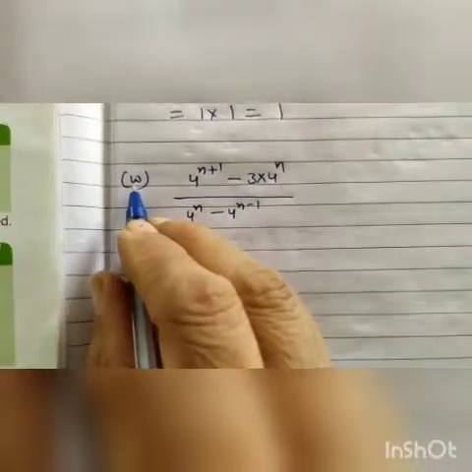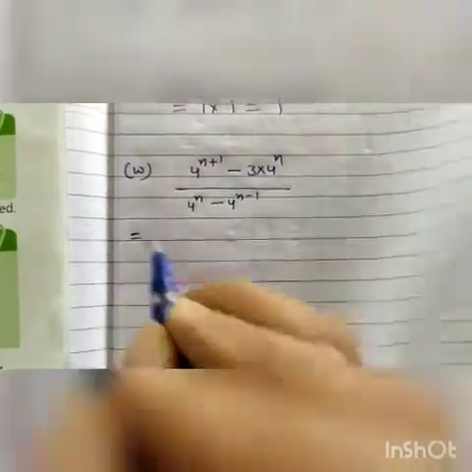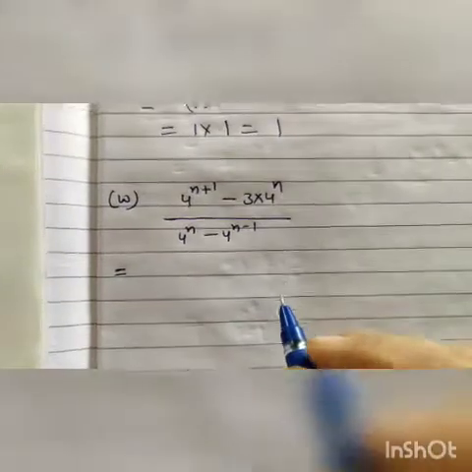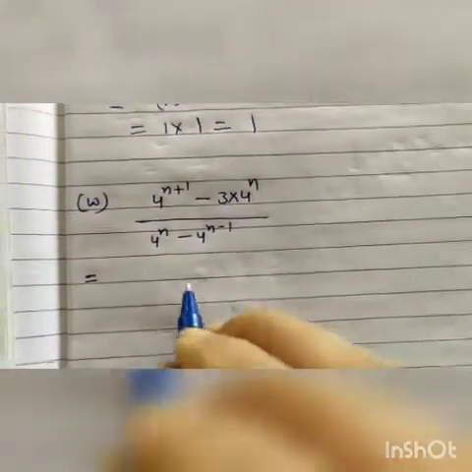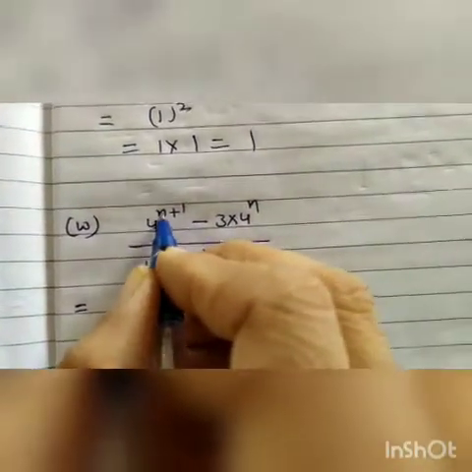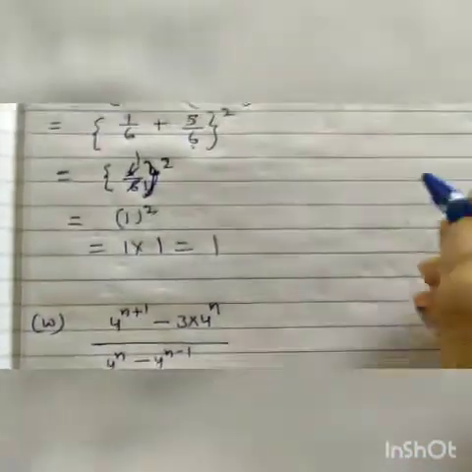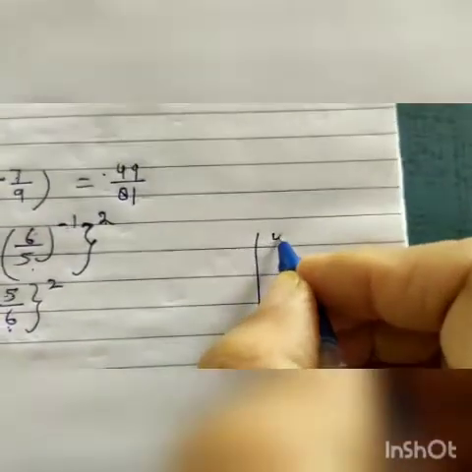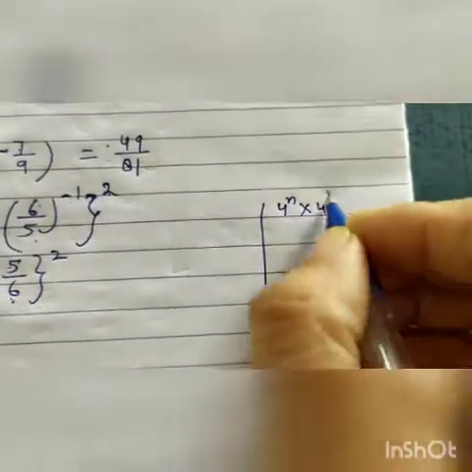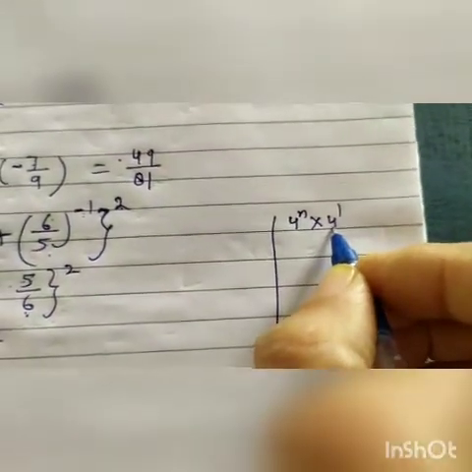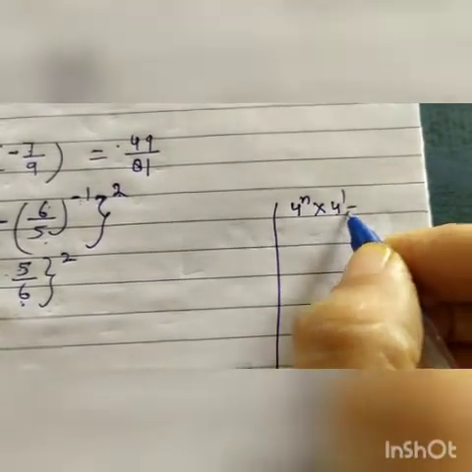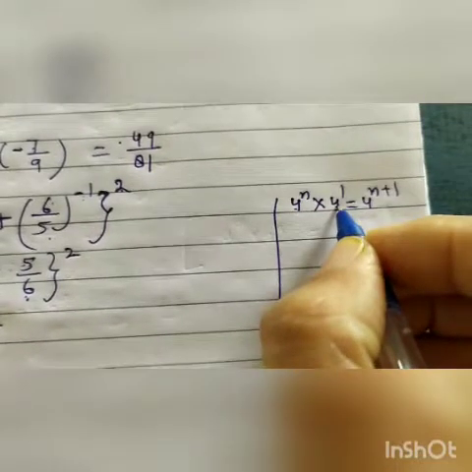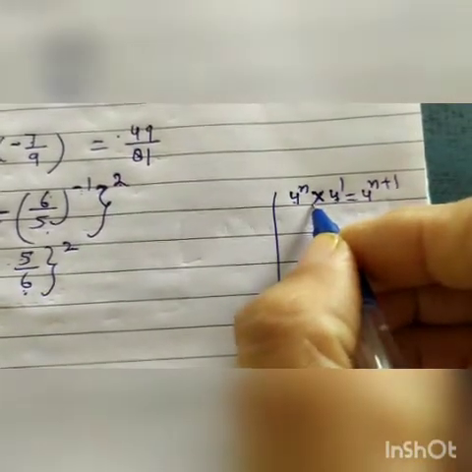Now come to W. See here students, this question is little bit difficult, so try to understand it very carefully and attentively. 4 power n plus 1. Students, I am doing its rough work here. See, if I am writing 4 power n into 4 power 1, then using first law, product law of exponent, we can write it 4 power n plus 1 because both the bases are same and there is multiplication sign.